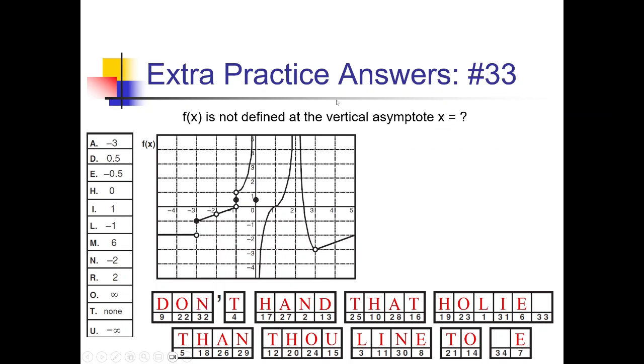For 33, they're saying f of x is not defined at the vertical asymptote x equals what? So there's actually two vertical asymptotes, one at 0 and one at 2. For the one at 0, though, f of x is actually defined. It's 1/2. It's this solid dot right here. However, at 2, there's no solid anything to help us out at the asymptote. So x equals 2 is the asymptote that they're talking about here. 2 corresponds with r, which is going in spot 33 over here.